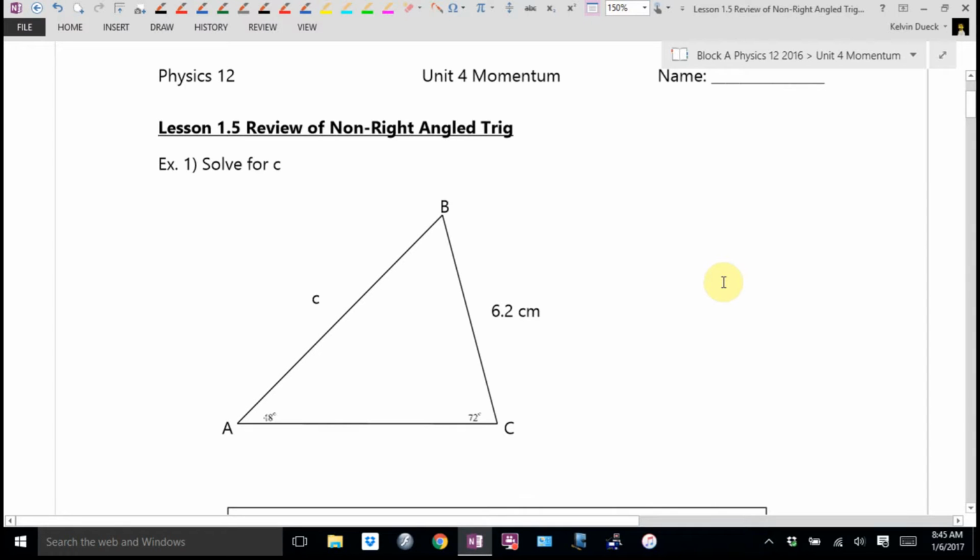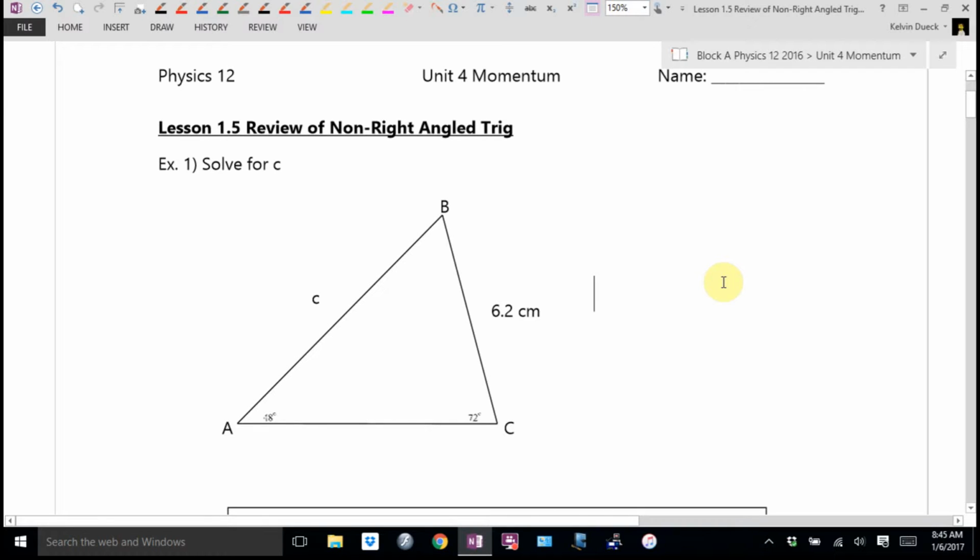Example 1 says, solve for C. Okay. First question, am I going to use the sine law or the cosine law? And you should be able to tell in less than 1 second if you know the trick. So looking at this, how do you know it's the sine law and not the cosine law? Okay, you ready? Of course, Mr. Dewick has some tricks of the trade.